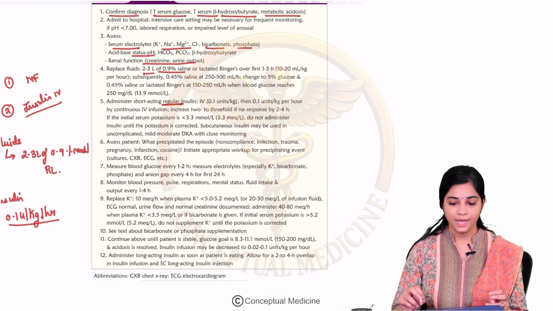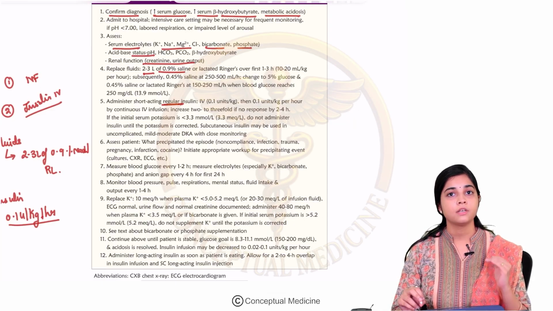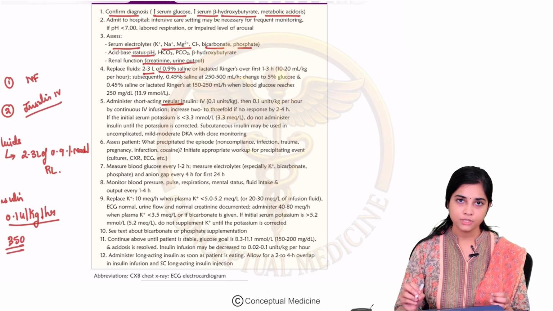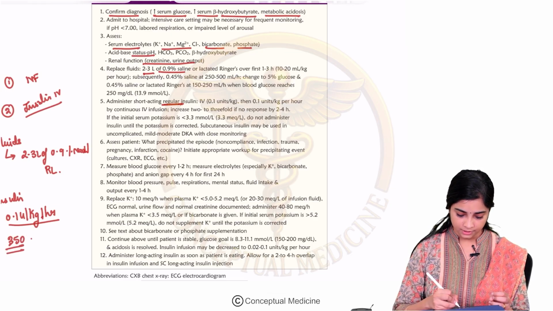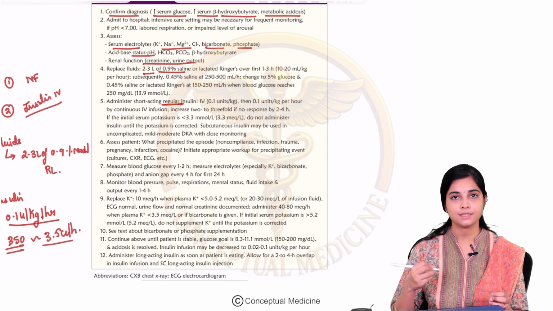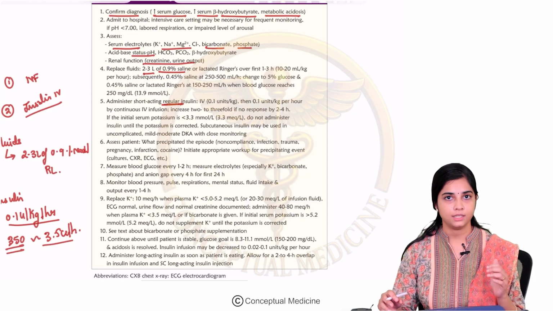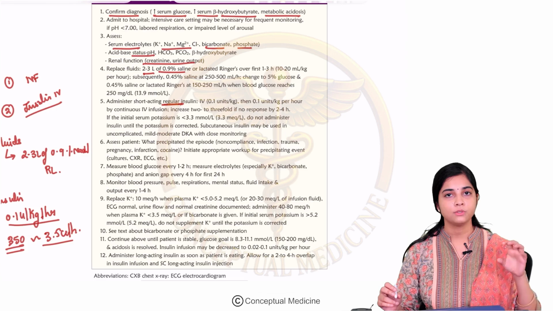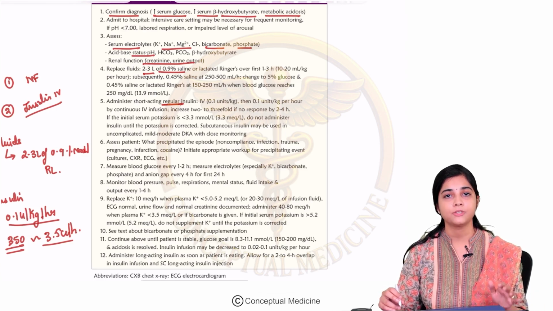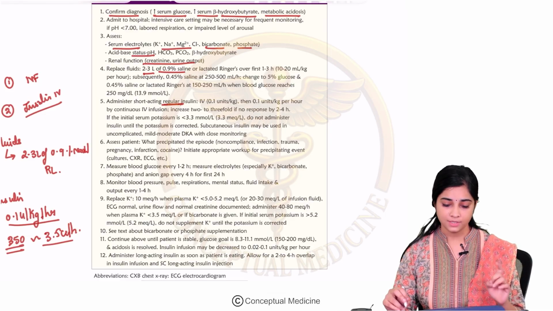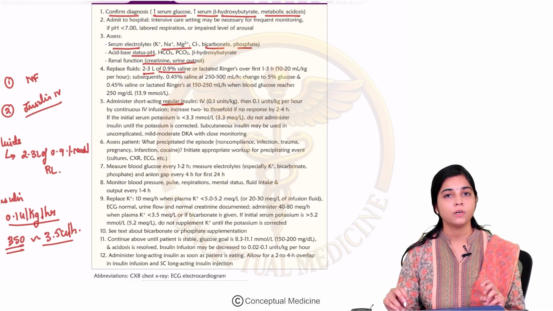Okay, fine. And the other way is to get an estimate. So for example, if your blood glucose level is 350, then how much insulin would you like to give? You will give around 3.5 cc per hour. This is another way of estimating your IV insulin infusion dose. So you start off your treatment by assessing the patient, starting the IV fluids and giving your insulin.